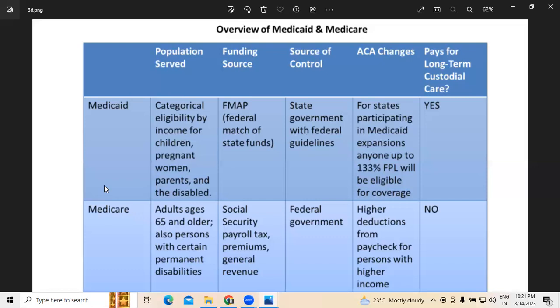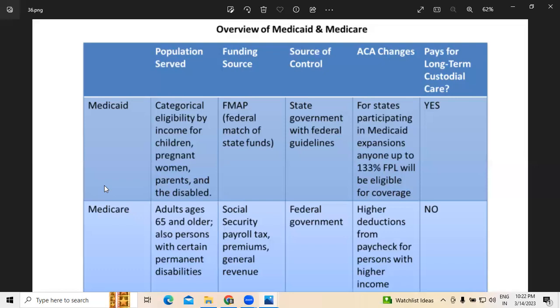This is governed by the state governments, but funding is taken care of by the federal government. The federal government maintains some fund percentage to manage all the states. I don't say it is 100% coverage, but some amount of coverage will be done by them. Next, the source of control is state government with federal guidelines. Even though it is states, everybody has to honor and follow the federal guidelines. This is one more thing.